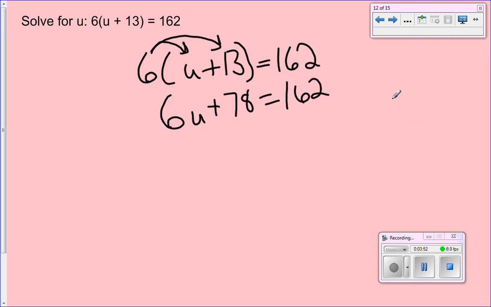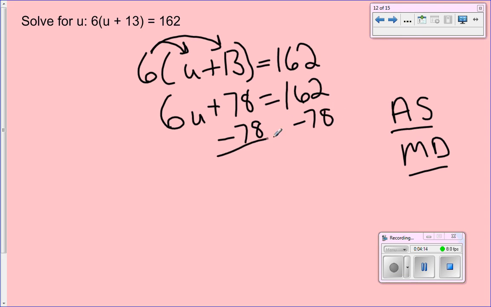So remember, I'm using reverse order of operations to solve this. So I'm going to have to take care of any addition and subtraction before I take care of any multiplication and division. So I know I have 78 over here, and there's 78 in 162. So I'm going to subtract 78 from each side. And that ends up canceling the 78s over here. So I have to bring down that 6u. On this side of the equation, I have only a 6u left, and I have 84 over here.